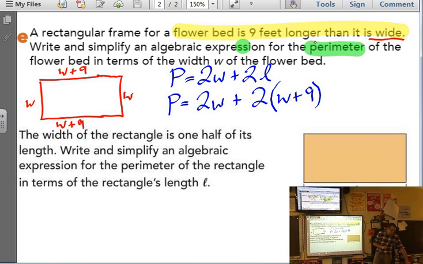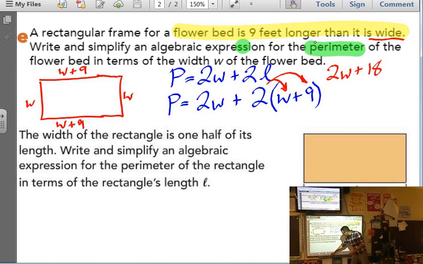Sean, what would I need to do now? Use the distributive property. Which, guys, sometimes, especially if you work in colors, I will often write off to the side, like, okay, this distribution gives me 2W plus 18. And I know that because I drew my arrows in red and I wrote that in red. So if you have colors, this can really help you.